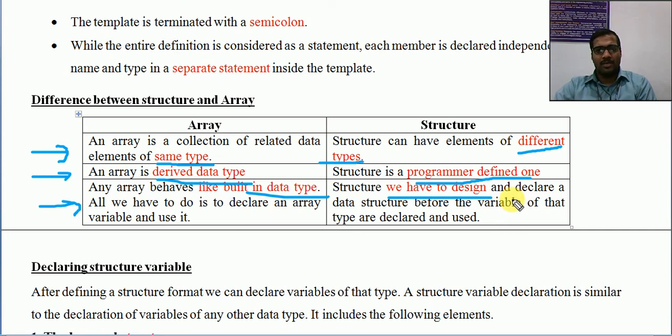Okay, so we have to create the structure, then we have to declare. If you are having a data type, we can declare a new variable. If you are having an integer, you can create a new variable. If you are having a structure type, we can create a record.